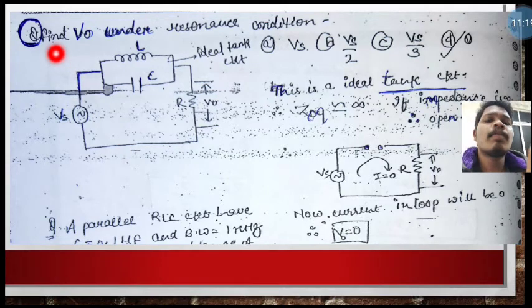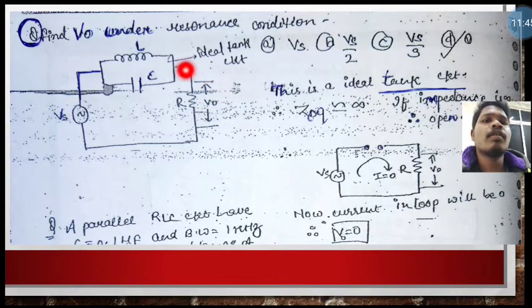It is asking about finding the voltage V0. So here is the voltage V0. See, this is the resistance across the voltage. It is asking about finding the V0 at the resonance condition. Okay, so see, there is a sinusoidal voltage source, and inductance and capacitance are connected in parallel, and there is a resistance. So here we need to calculate the voltage across the resistance.